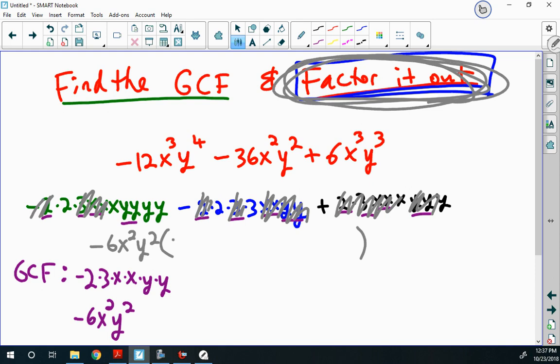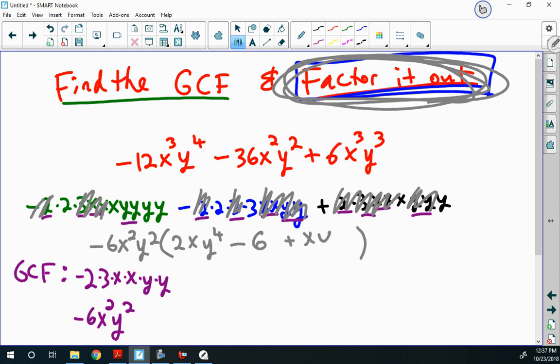2x, y to the 4th, and then what? Minus 6, and then what? I think there's an x and there's a y left, isn't there? Plus xy.